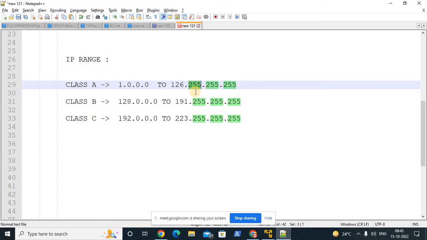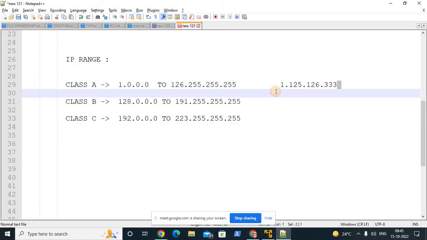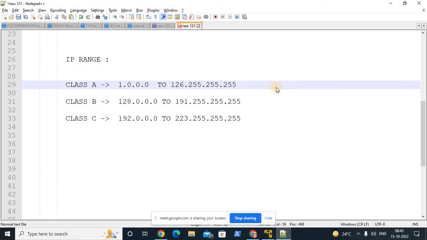For example, I can use in-between values like 1.125.126.127. Is it valid? Yes, it is valid. But if I use 333, is it valid? No, it is not valid because the value is beyond 255. Make a note of that, remember this about IPs. So now this is the general range.